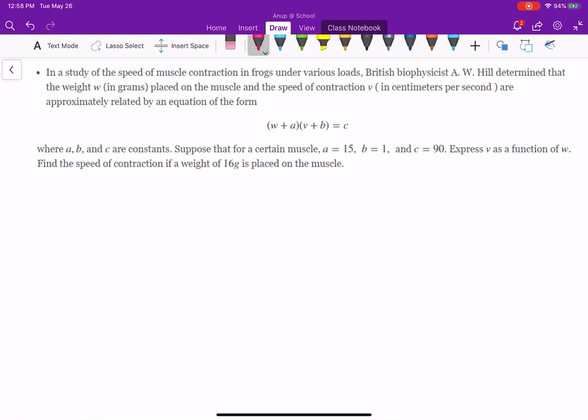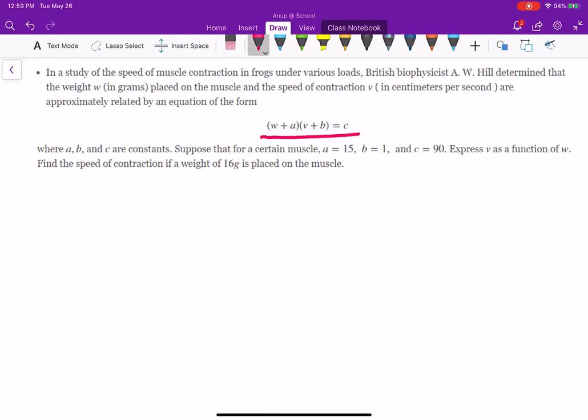In a study of the speed of muscle contraction in frogs under various loads, British biophysicist A.W. Hill determined that the weight, which is represented here by W in grams, placed on the muscle, and the speed of contraction, which is represented here by V, in centimeters per second, are approximately related by the equation of the form given over here, which is (W + a)(V + b) = c.